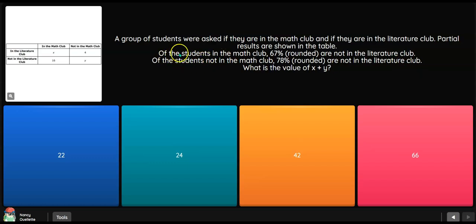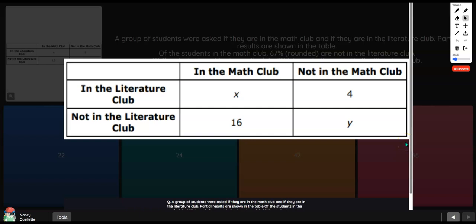Of the students in the math club, 67% are not in the literature club. Of the students not in the math club, 78% are not in the literature club. What is the value of X plus Y? So we need to find X and Y, and this doesn't say whether it's calculator active. I'm going to assume it would be a calculator active problem because of the percentages. So we need to find X and Y and add those together.